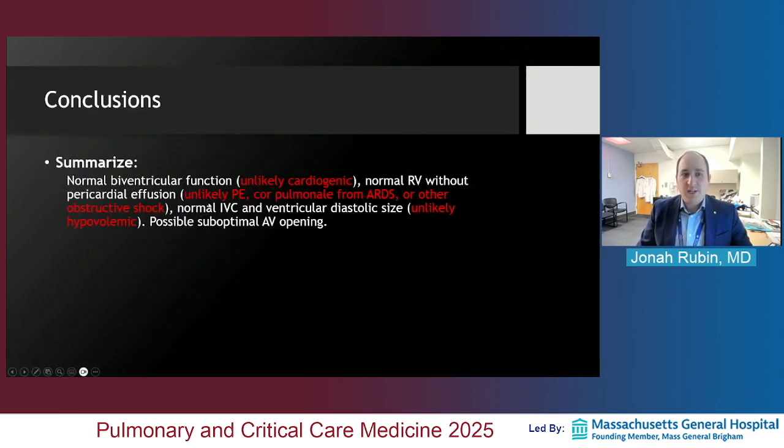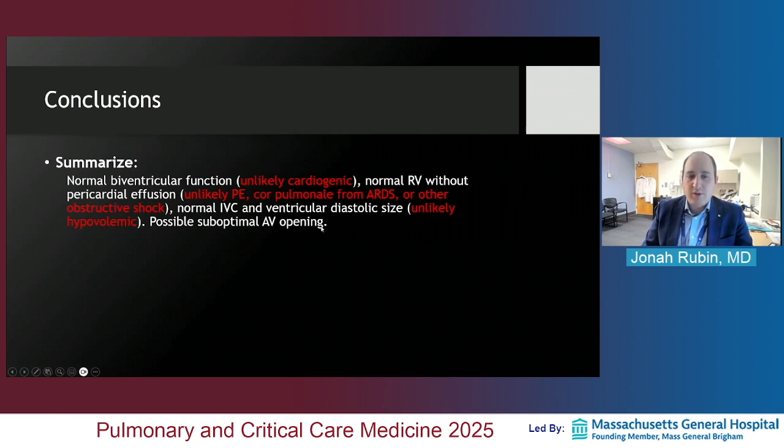And so what you're seeing is normal BiV function, so it's probably not cardiogenic shock. A normal RV without pericardial effusion, or I should say without a huge pericardial effusion. I didn't show you a subcostal, which I should have, but it's unlikely to be a PE or a cor pulmonale from ARDS or other obstructive shock. You've got a normal IVC, take my word for it, and ventricular diastolic size, so it's probably not hypovolemic shock.